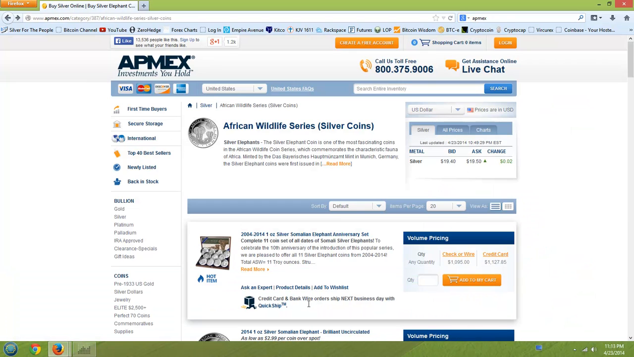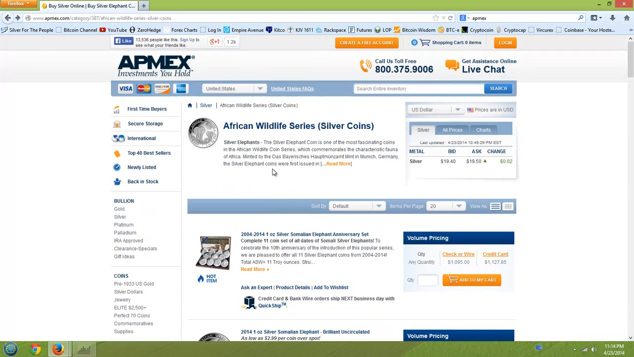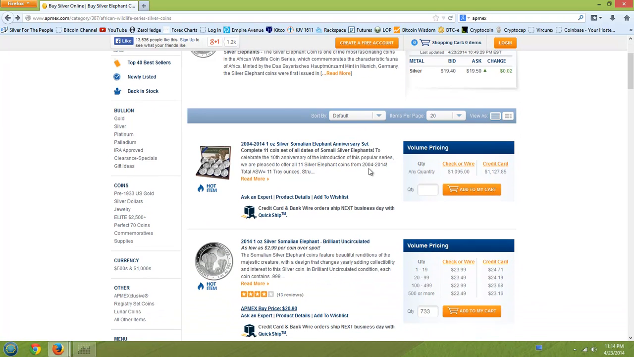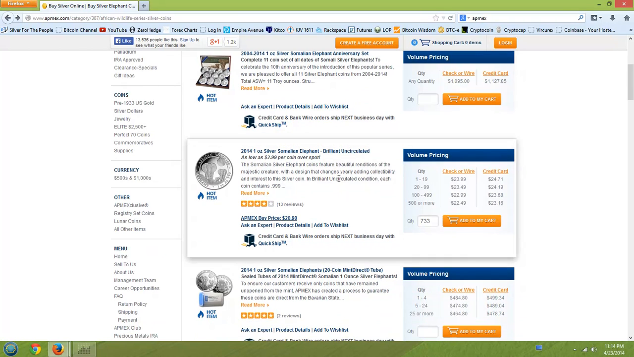I wanted to look at this African wildlife series. Now, I picked up a number of these in the past, and I just wanted to get an update and see where they're at. If you remember, they're minted by this Hamburg mint, however you pronounce that mint, the oldest mint in Europe, apparently, or maybe in the world. And it's not officially sanctioned by the Somalian government. There isn't a Somalian government, but they issue it in the name of Somalia.